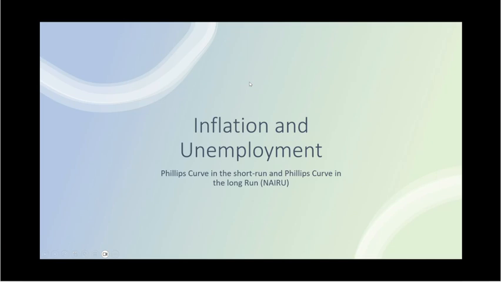All right. So inflation and unemployment. I'll be talking about inflation and unemployment and how they relate to each other. They go on a graph, and that graph is the Phillips curve. There's a short run Phillips curve and a long run Phillips curve. They both mean different things and have different effects. But the long run is also commonly known as NAIRU, and I'll tell you what that stands for later, but that's just another name for the long run Phillips curve.